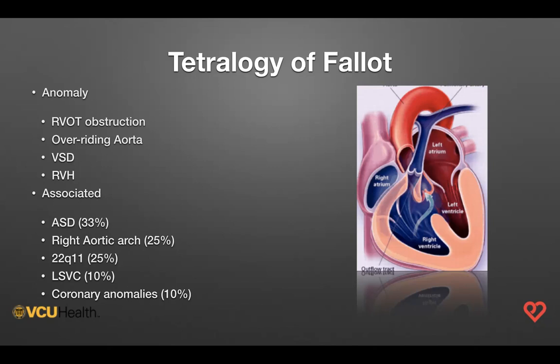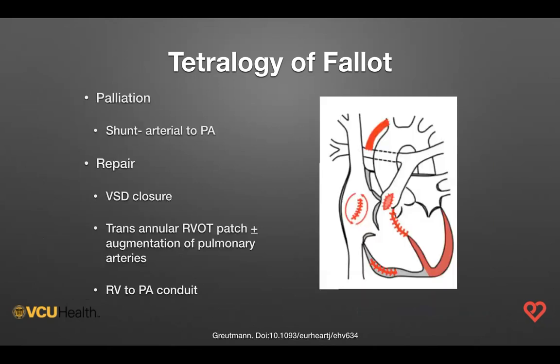This is also associated with an LSVC, which generally drains into the coronary sinus, and coronary anomalies in 10% of patients. Palliation. So what's done in these individuals? Initially, they would develop the pulmonary arteries, and they would do this by having a connection from an artery to the PA.